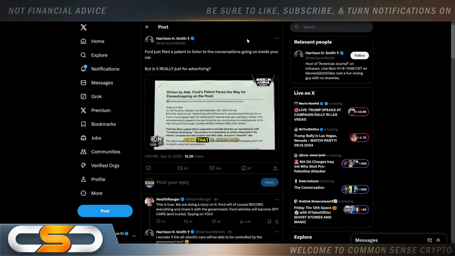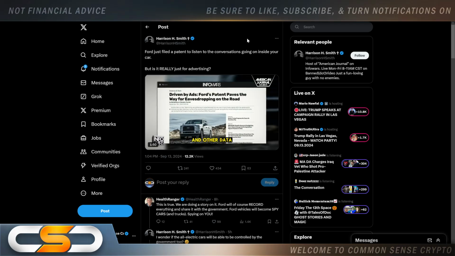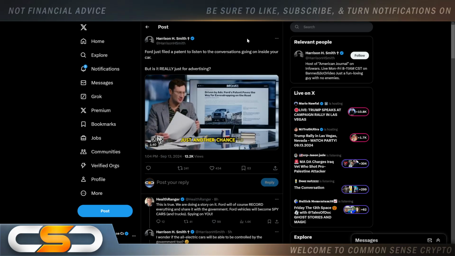Wait and see. Ford just filed a patent to listen to the conversations going on inside your car. But it's really just for advertising, they say. I'm telling you, everything is moving so fast today. And everything is all about privacy.